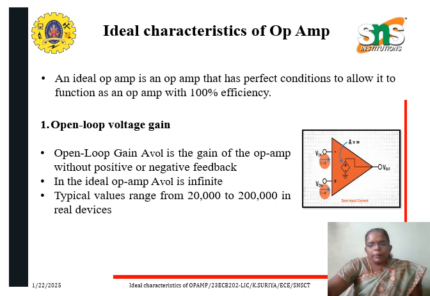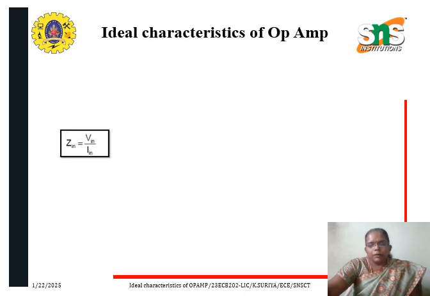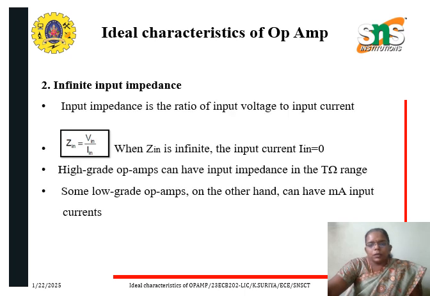It is the gain of the op-amp without any feedback. The feedback can be of two types, positive or negative feedback. If there is feedback, it is then said to be closed loop. Here you will not have any feedback. For an ideal op amp, it should be infinite, but typical values range from 20,000 to 200,000 in real devices. Next one is infinite input impedance.